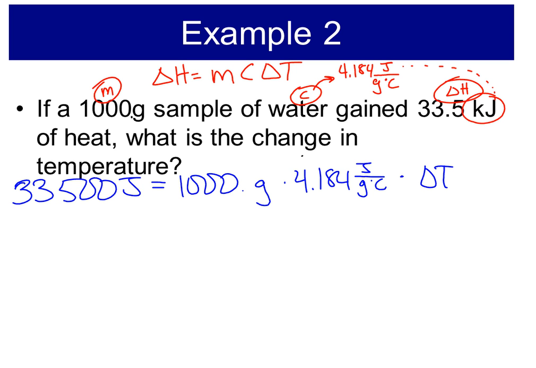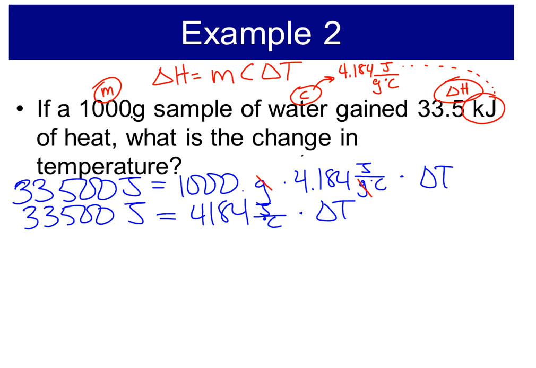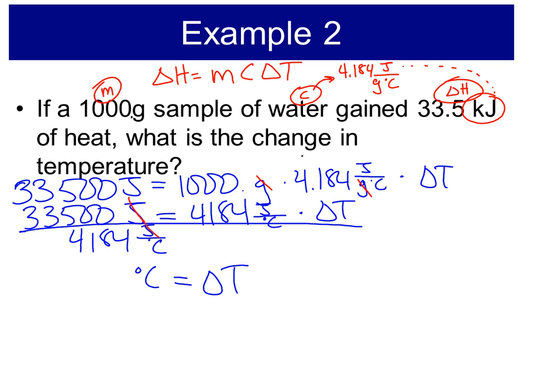So I'm going to multiply these two numbers right here together, the 1,000 and the 4.184. So I'll end up with 33,500 joules equals 4184 joules. Now, when I multiply these two things together, my grams canceled out. So now all I'm at is joules per degree Celsius times delta T. On both sides, I divide by 4.184 joules per degree Celsius. My final answer is going to be in degrees Celsius because I just canceled out my joules unit. Delta T is going to equal, if I do my sig figs, 8.01 degrees Celsius. And that's it.